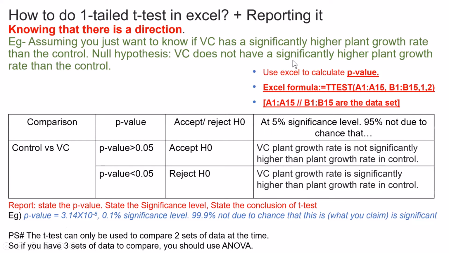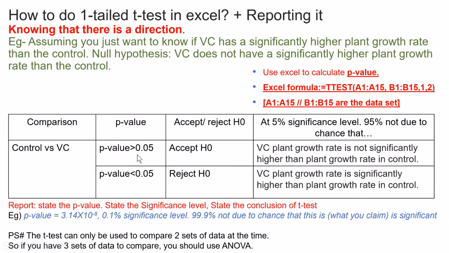So then we use Excel to calculate the p-value. The formula is equal sign, then type T.TEST, then bracket, first set of data, comma, second set of data, comma, 1, comma, 2, close bracket, okay? After this, you should end up with the p-value.